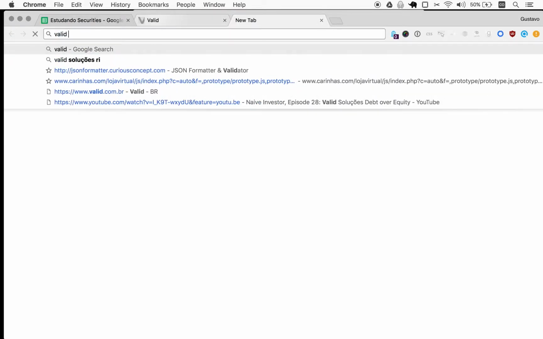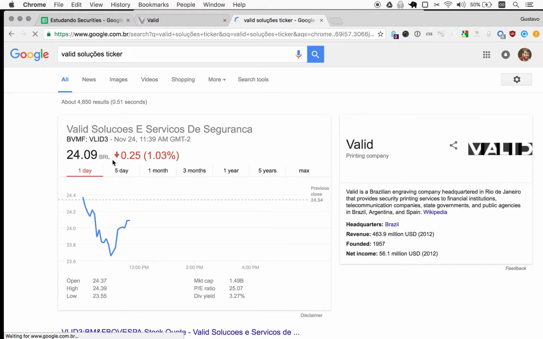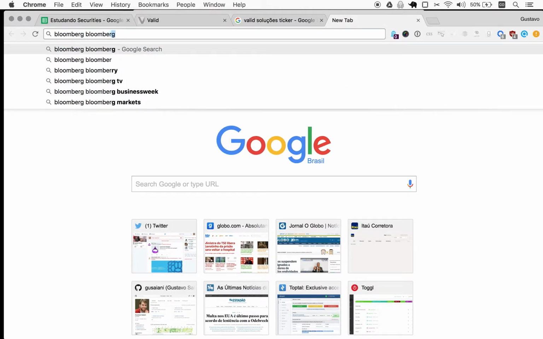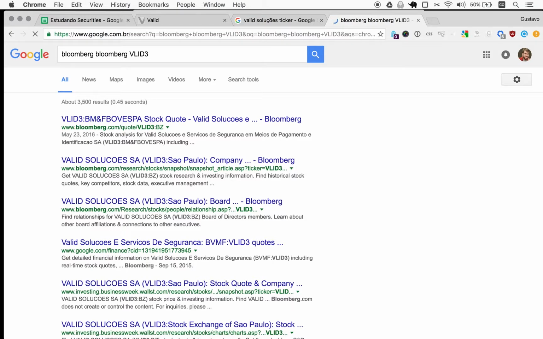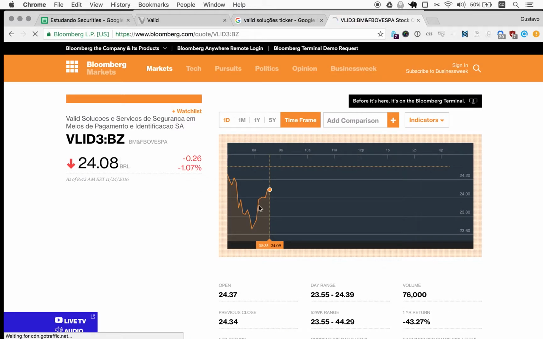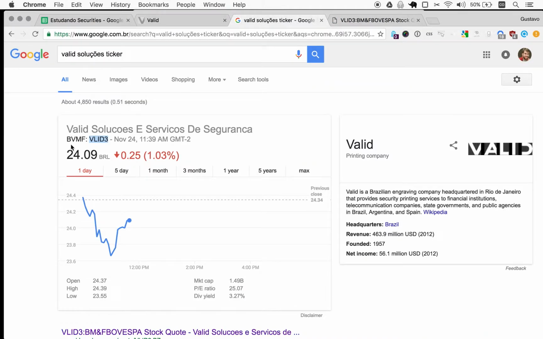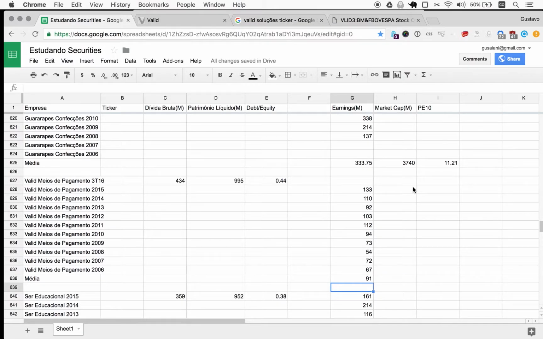Okay, so here let's try to find Valid Soluções ticker. Okay, this gives us the market cap. Okay, 1.49 billion. Let me just double check with Bloomberg. For whatever reason, I don't super trust the Google stock information, and it may be even more trustworthy than Bloomberg. Who knows? I certainly don't. And if you know, let me know. So here it gives us 1.553 versus 1.49. So it's close enough, doesn't really matter.